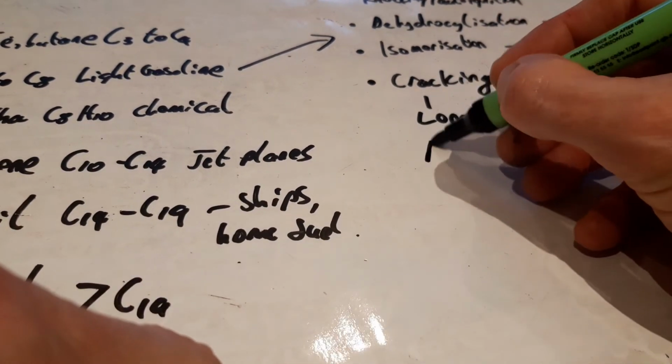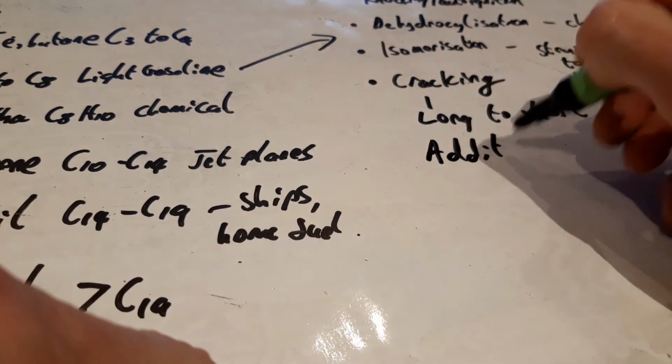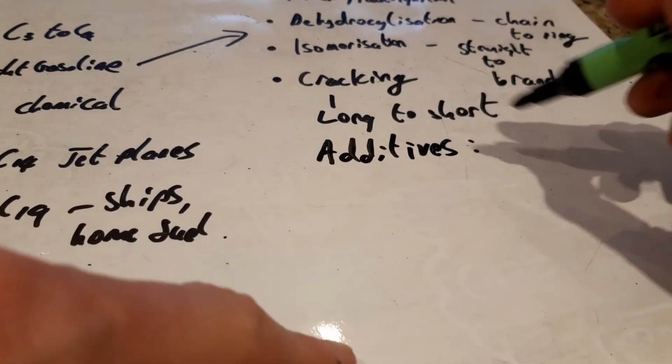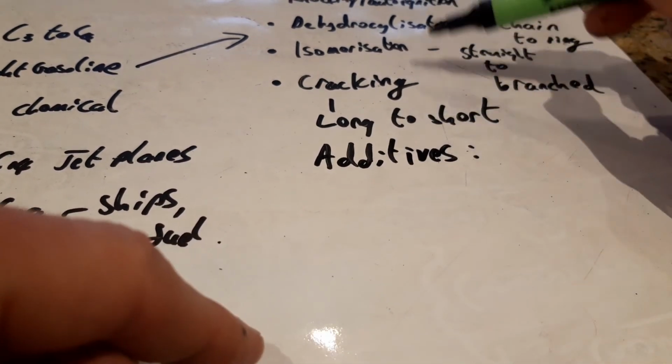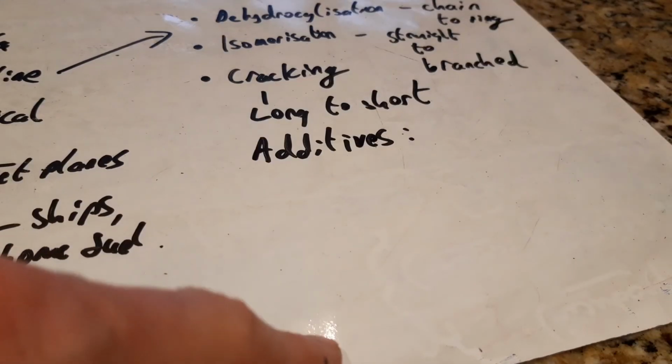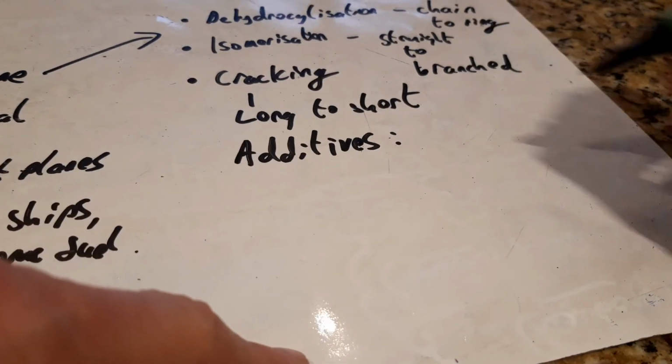There are also two things that we can add to the petrol called additives, much the same way as we add things to food. And these additives do the same thing as these processes. They make the fuel easier to burn. They give it a higher octane number. And again, there are two types that you need to be familiar with.